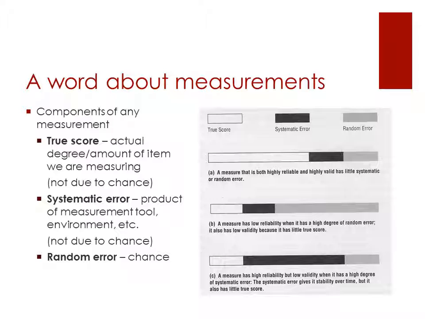Anytime you're working with outcomes from any particular study, you're going to have a certain amount of true score, a certain amount of systematic error, and a certain amount of random error. And that systematic error and that random error is going to produce a certain amount of false positives and false negatives.